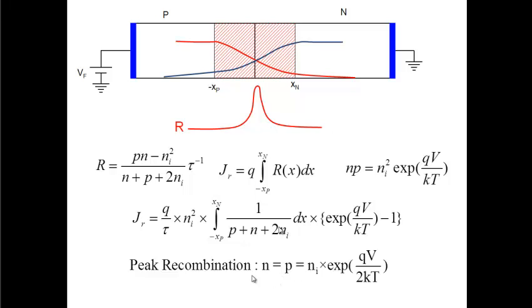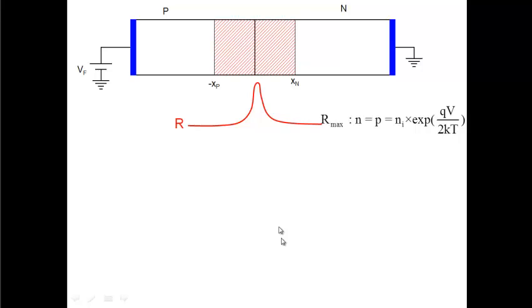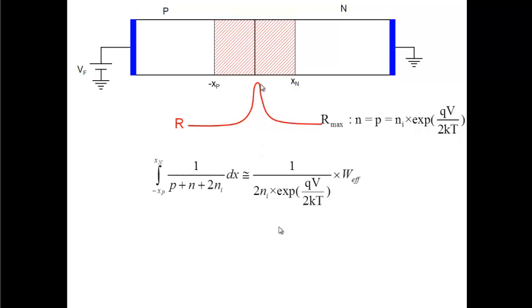And the peak value is given by putting P equal to N equal to Ni exponent QV by 2KT. And note that this 2Ni I can neglect, because P is Ni exponent QV by 2KT, so P and N are much larger than Ni. You can forget about this particular term. It doesn't contribute much. So now I have to do this integral, 1 over P plus N plus 2Ni, and 2Ni, as I said, I can neglect. So what I'm writing is that this integral is equal to 1 over 2Ni exponent QV by 2KT, the value where the peak occurs, multiplied by W effective.